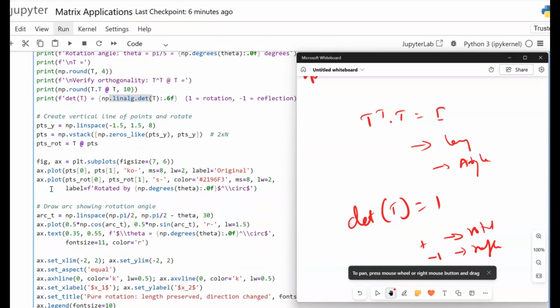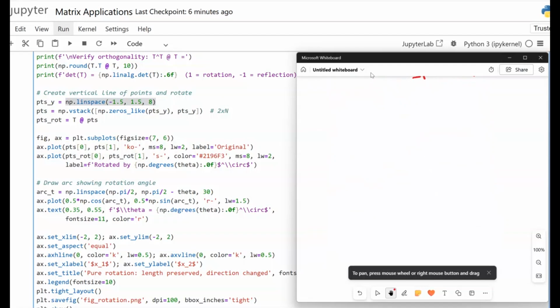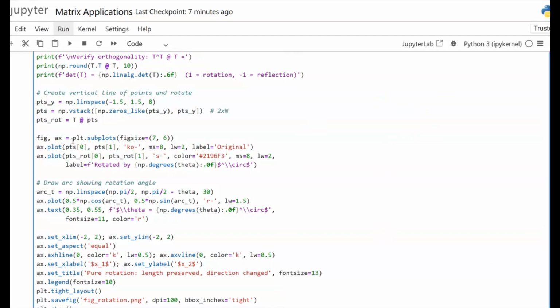This constructs the input geometry. Here we have a vertical line of points, and this generates 8 points along the y-axis, each of the form 0, comma, y_i. So the shape of the points would be 2 by 8. Next, let me apply the rotation.